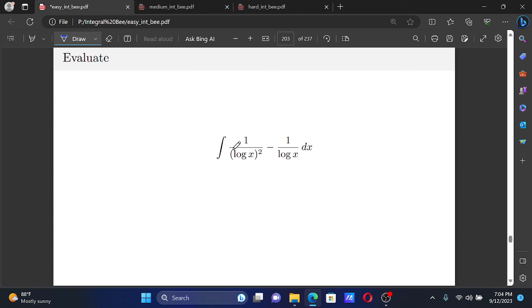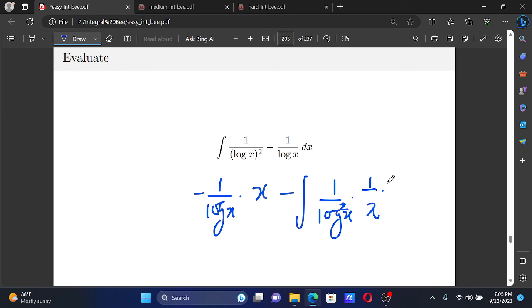For the next problem, what we can do is first take the integration by parts for this function, and you will notice something. Yeah, let's do it. If we take the integral, this will be minus 1 by log x times x minus integral of its derivative, which will be 1 by log x square, and then 1 by x times x dx.